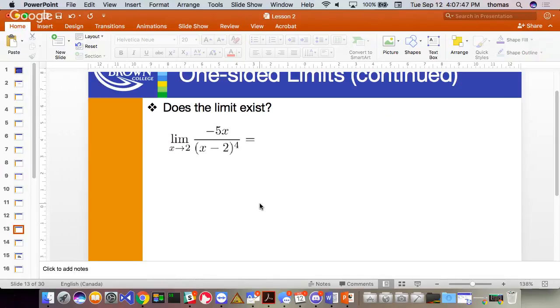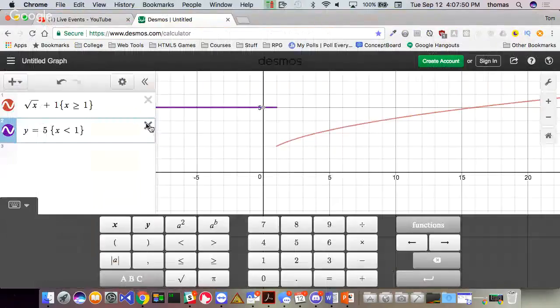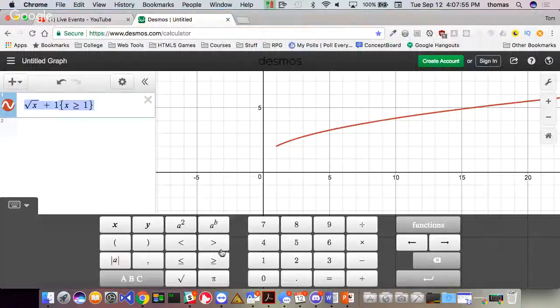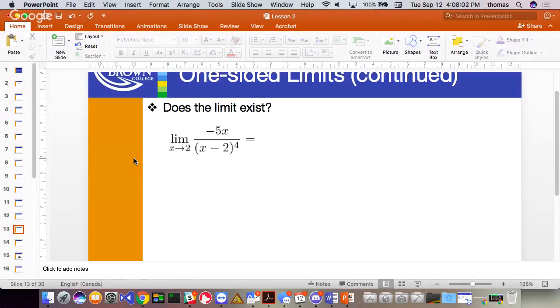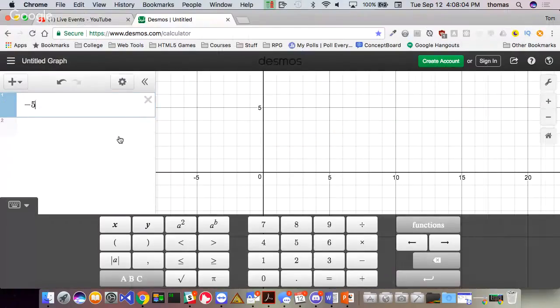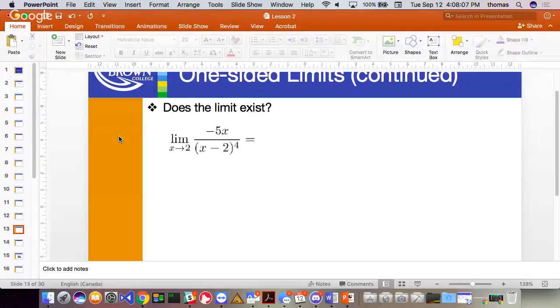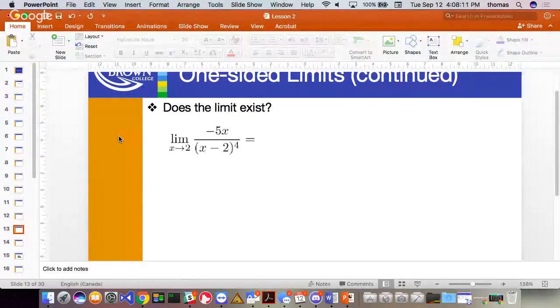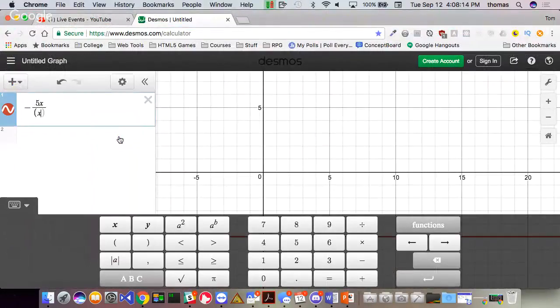Okay, let's try this out. Let's try and plug it into the graph if we can. I'm going to get rid of this one. I'm thinking I can probably do something like this. Do I have something over something else? I'm guessing it's negative 5x, I'm just checking, negative 5x over x minus 2 to the power of 4, right? And this is the graph.